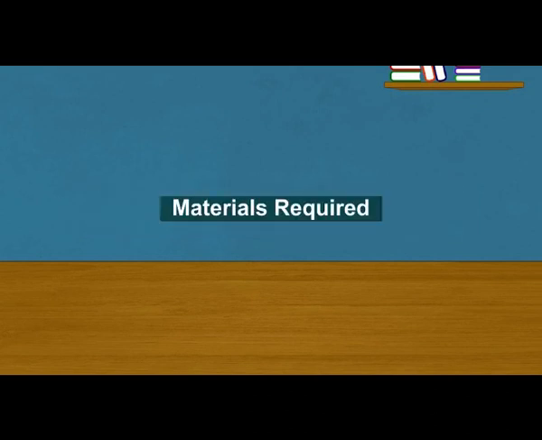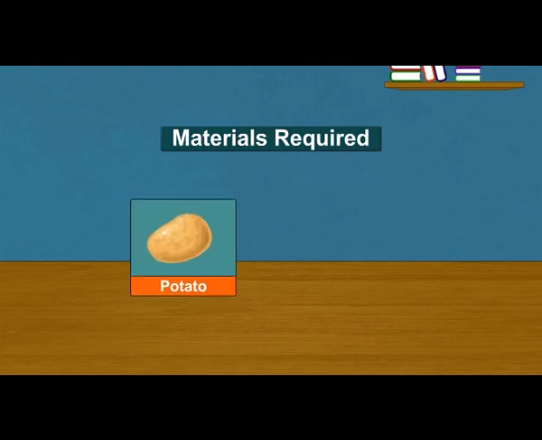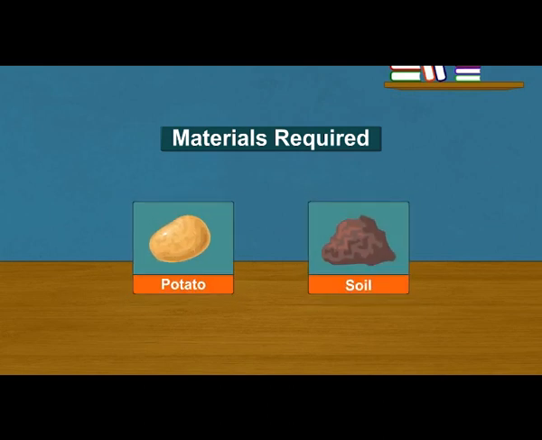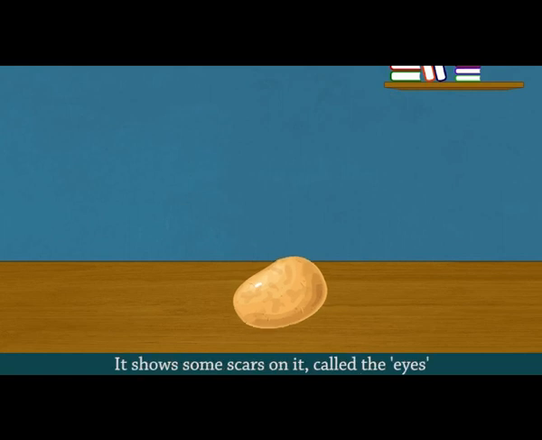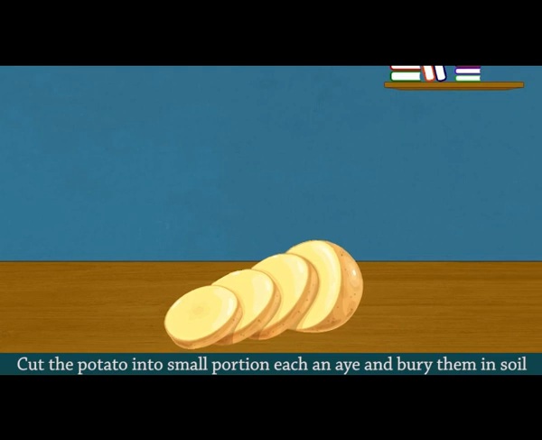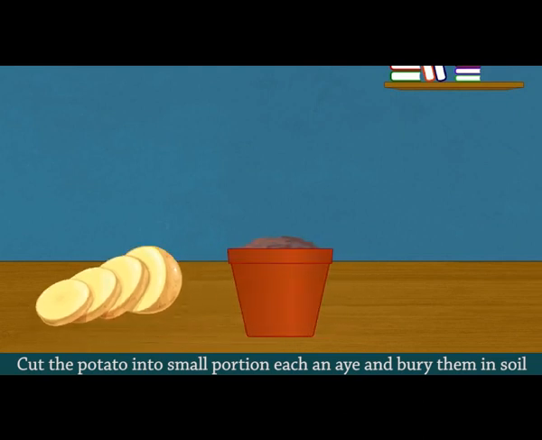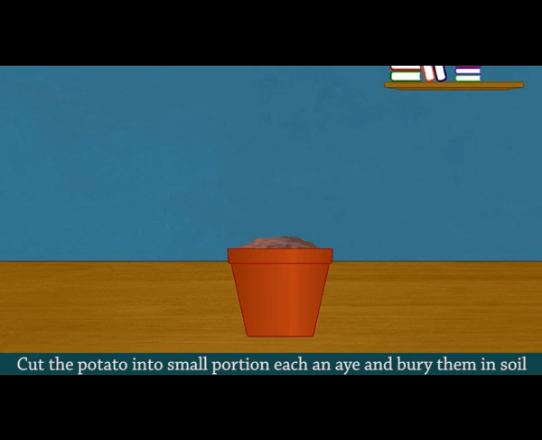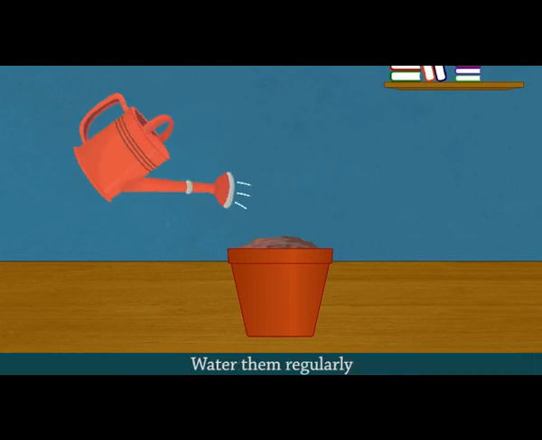Materials required: potato, soil. Procedure. We have taken a potato. It shows some scars on it called the eyes. Cut the potato into small portions, each an eye, and bury them in soil. Water them regularly.